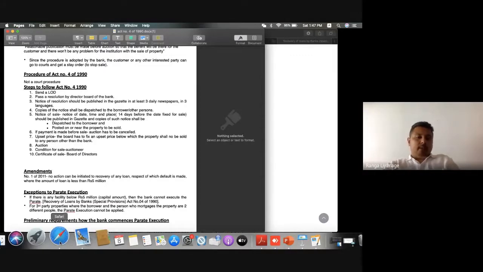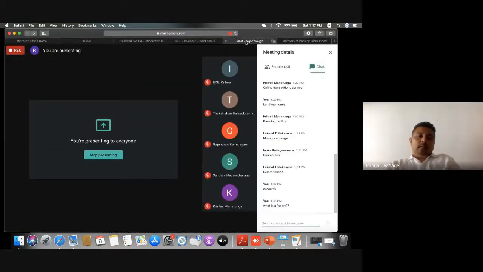Now, a funny thing happened. There is this foreign bank in Sri Lanka. Don't ask me what the name is. They have a branch office in Sri Lanka, and they wanted to start this parate execution, or what do you call it, recoveries of monies lent under this particular act. So they passed the resolution, and they wanted to have this auction. Just before the auction date, they get a stay order, a restraining order from the Commercial High Court of Colombo.